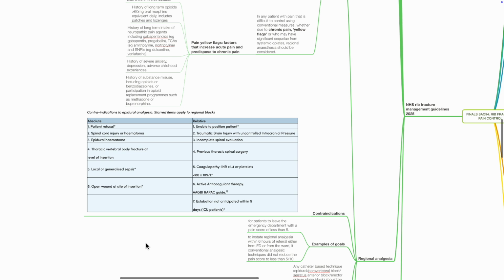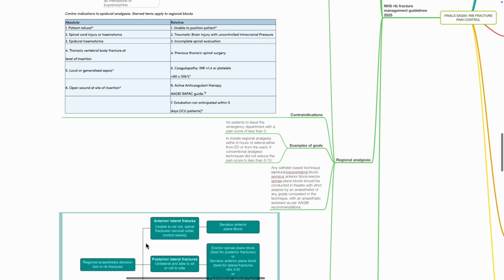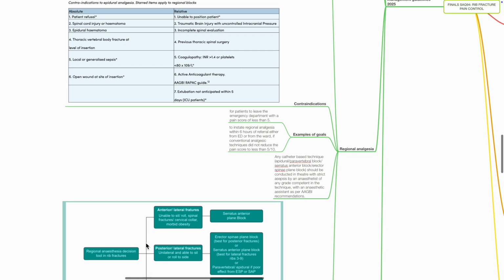Start items apply to regional blocks. Examples of goals include for patients to leave the emergency department with pain score less than 5, and to institute regional analgesia within 6 hours of referral if conventional analgesic techniques did not reduce the pain score to less than 5. Any catheter-based techniques should be conducted in the theatre with strict asepsis.